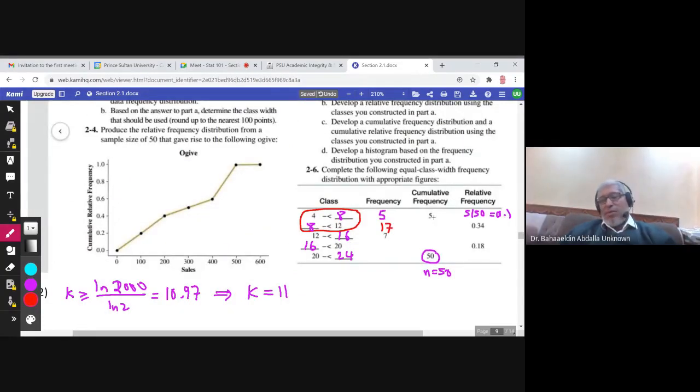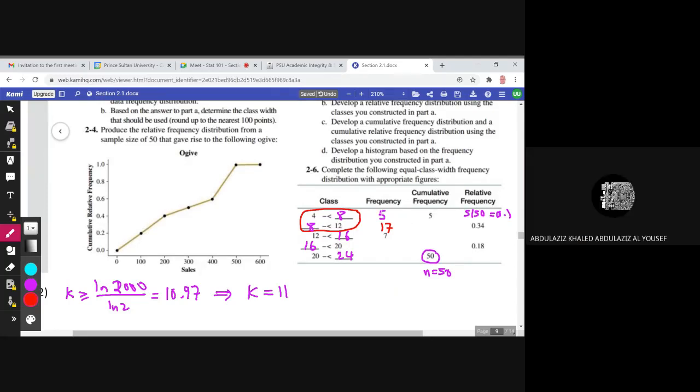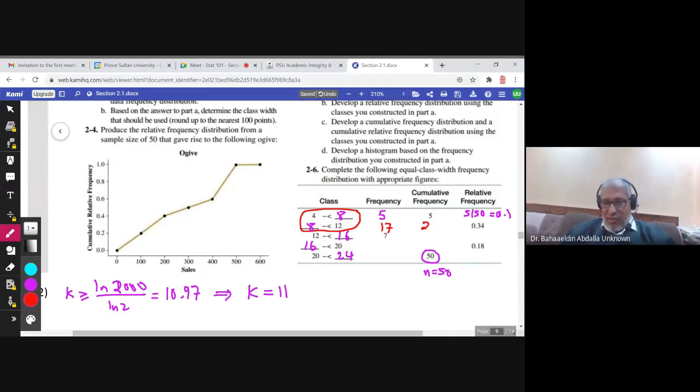How can we get the cumulative frequency? We add 17 plus 5, 22. Okay, let us go to the third row, the third class. We have the frequency. If you have the frequency, you can add it to get the cumulative frequency, and you can divide 7 by 50 to get 0.14.